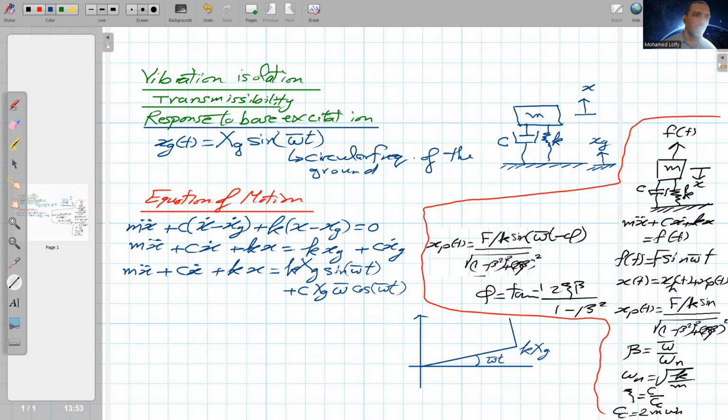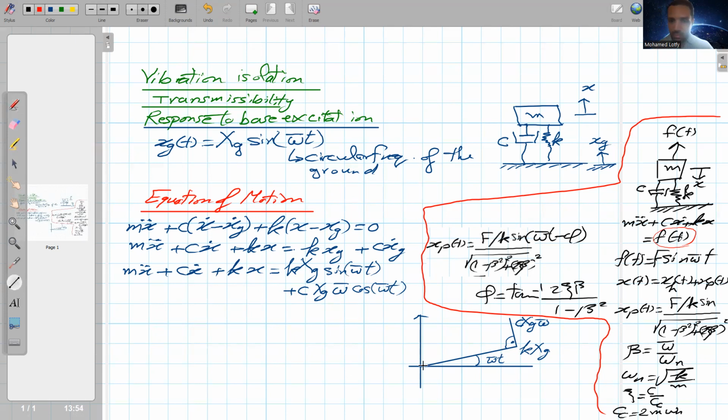This is the right angle. The length of this vector will be c xg omega bar. So these are the two applied forces. This is equivalent to the external force in simple mechanical vibration, the right hand side force. The resultant of these two harmonics we can replace by a single one.